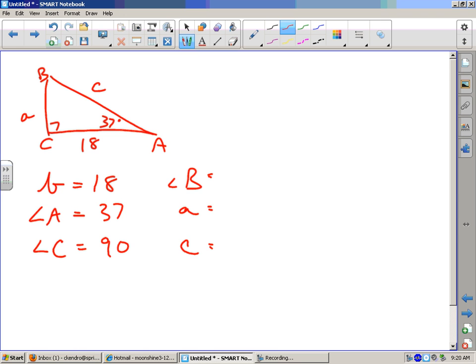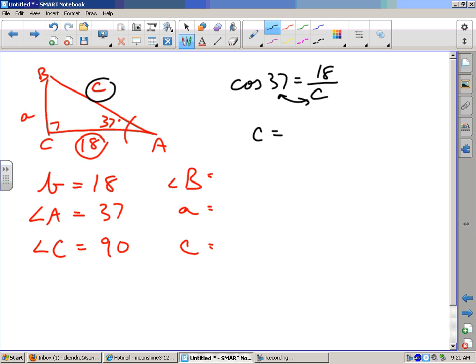So I am looking at angle A, and I have 18, and I want C. That just turned to black for no apparent reason, but we'll keep going. So adjacent and hypotenuse. So I'm looking at cosine of 37 is adjacent over hypotenuse. Now because C is on the bottom, we have to switch these two. So C is 18 over cosine of 37. You work that out and you get little c to be about 22.5. So we'll put that in.